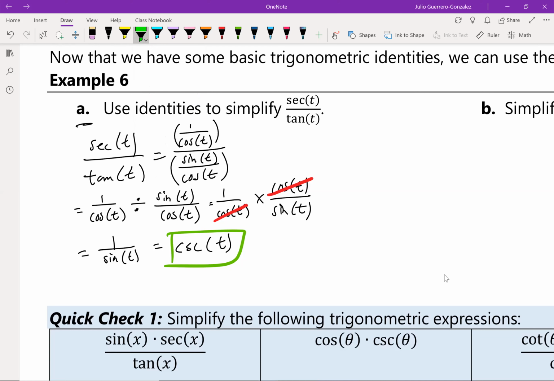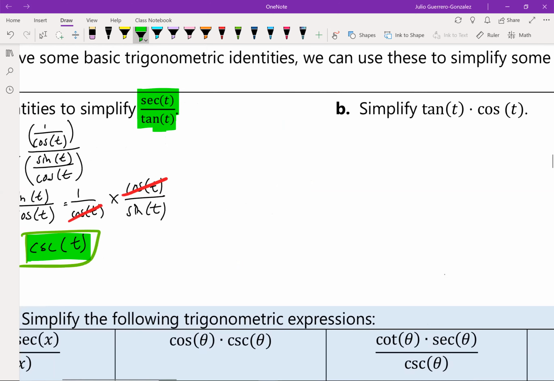In particular, you may not like writing secant over tangent every time, so you reduce it down to cosecant. And you can play around with that, okay?